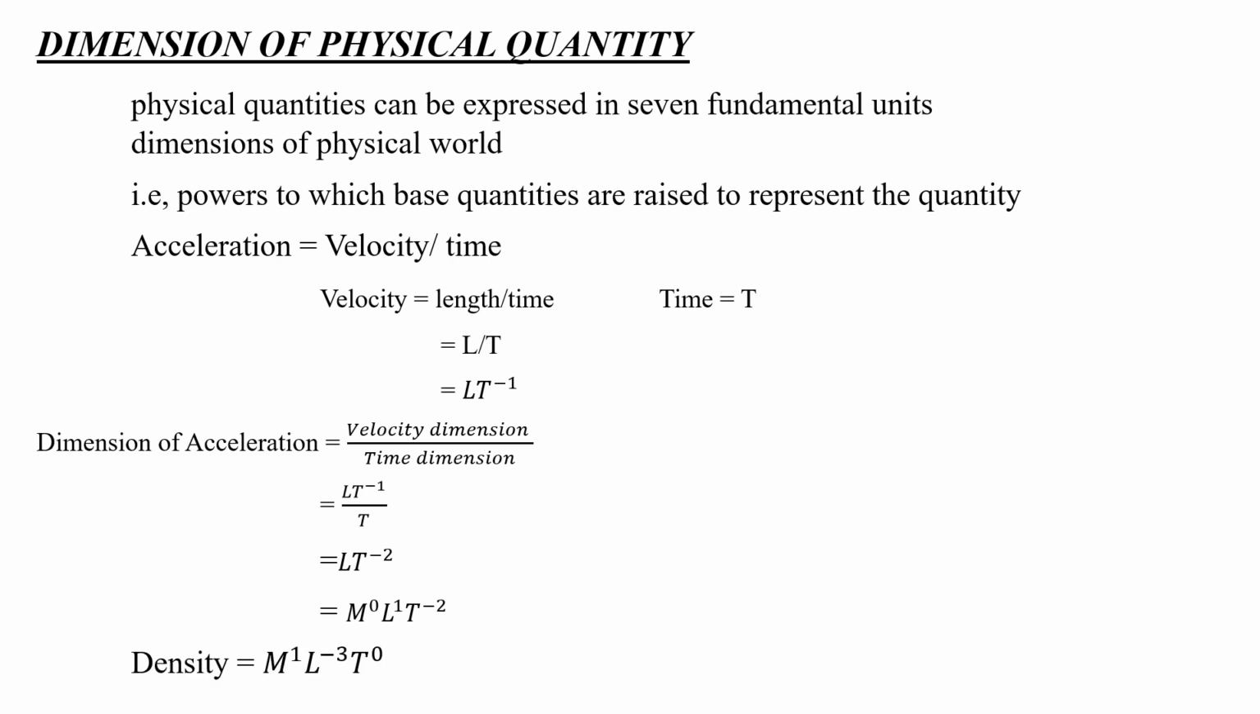Similarly, for density, the dimension of density is 1 in mass, minus 3 in length and 0 in time.